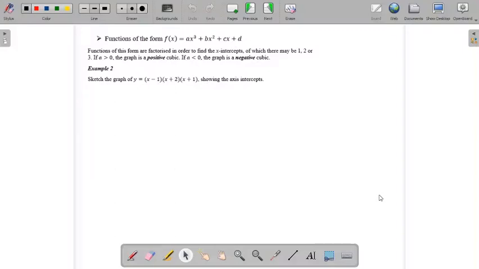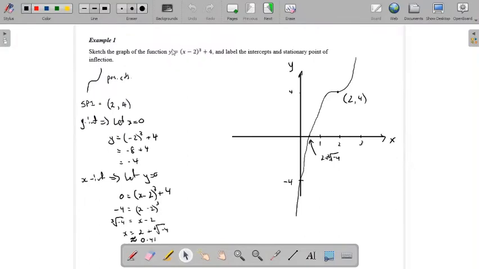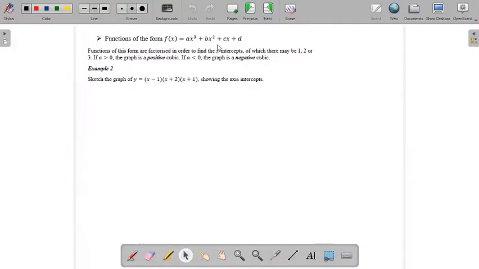So if we have a look then at the next part there, we're looking at functions, cubic functions that are often written a little bit differently, okay? So ax cubed plus bx squared plus cx plus d. I mean, we could expand these ones here to look like that, but only those that can be written in this form will look like this here, okay?